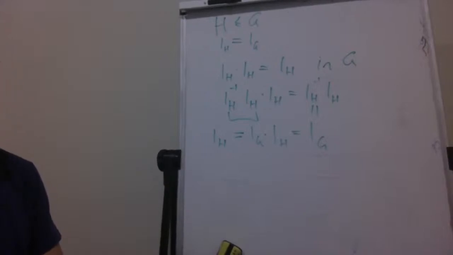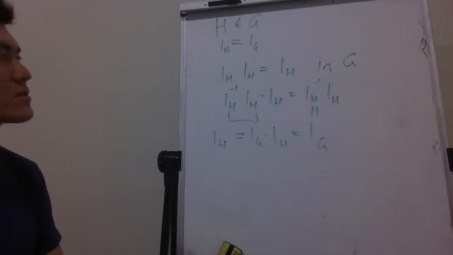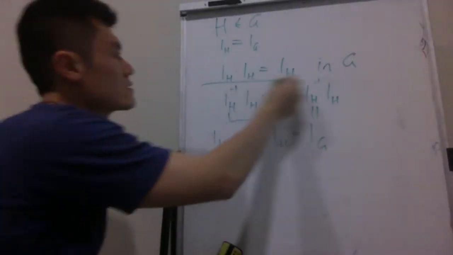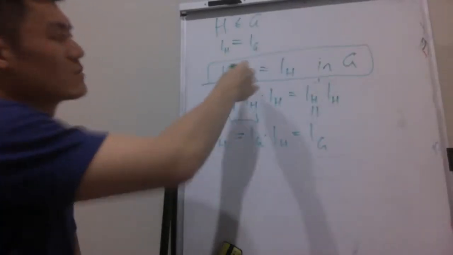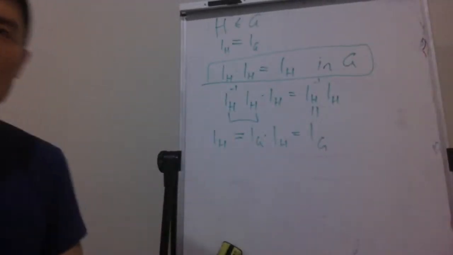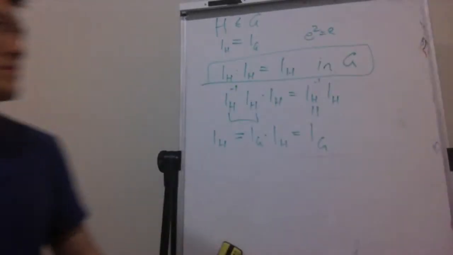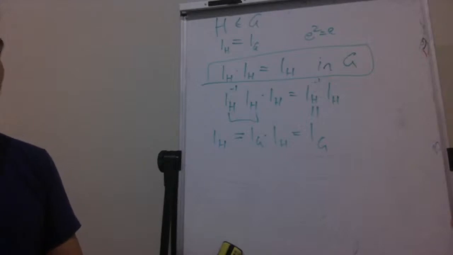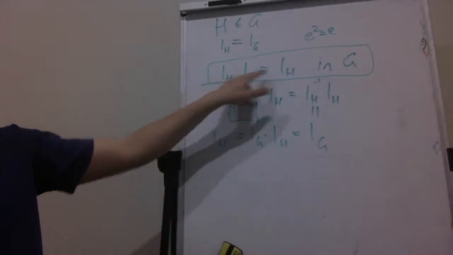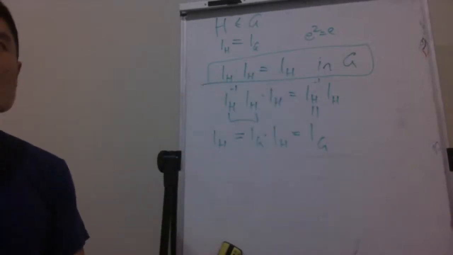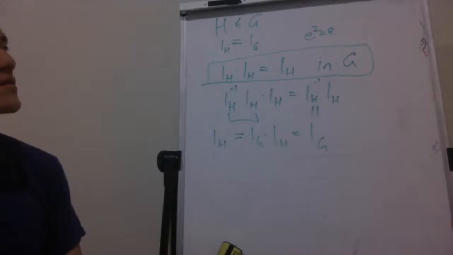So 1H times 1H, that's 1H operation 1H, equals 1H. This is true of identities in H. This is called the idempotent property. Idempotent is when you have E squared equals E, something times itself equals itself. H operated on itself is still the identity of H.